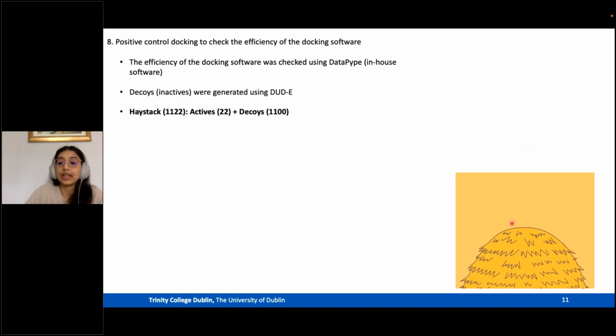So we created a haystack. As I've mentioned, we had the 22 actives, so we know that they bind to the MAC1 domain. But to create a haystack, we wanted inactives as well. These inactives don't actually bind to the MAC1 domain. These decoys were then generated using DUD-E.